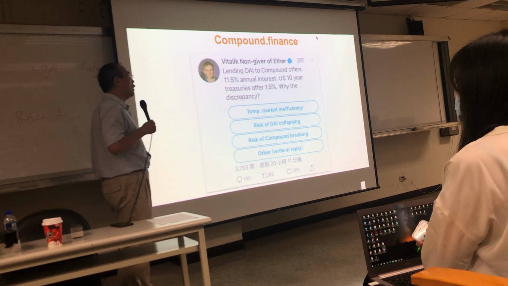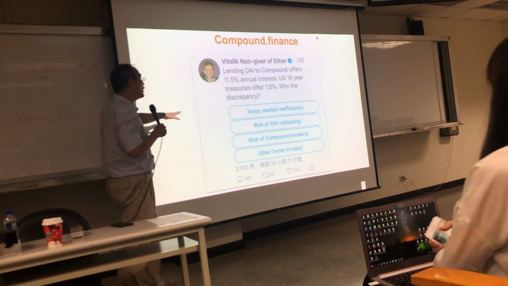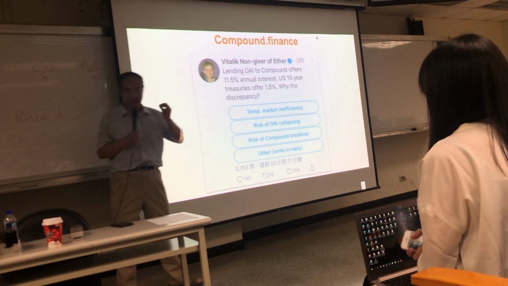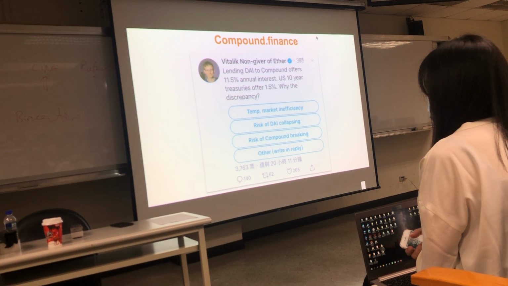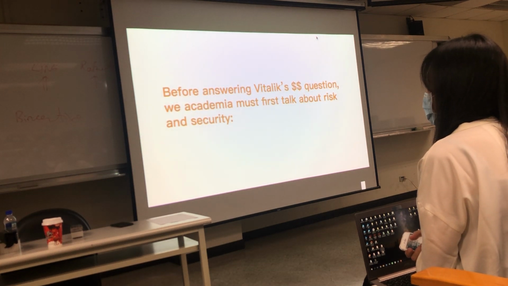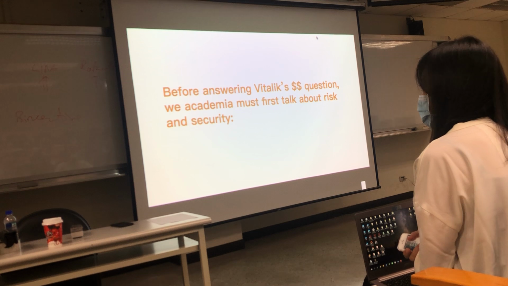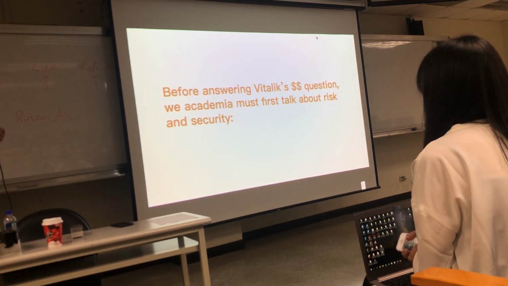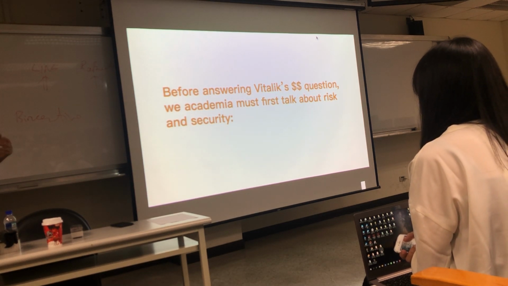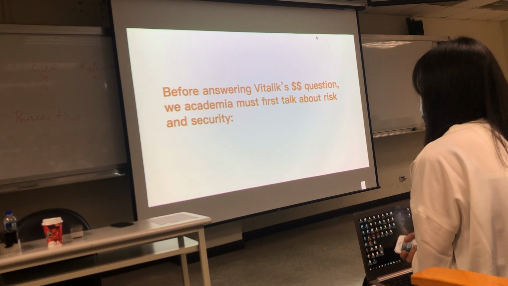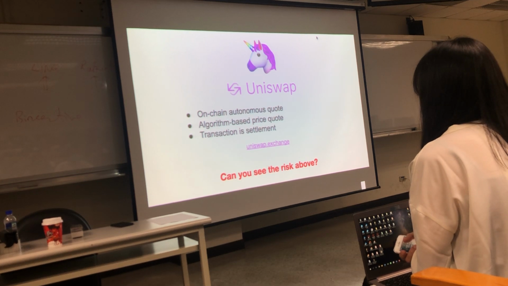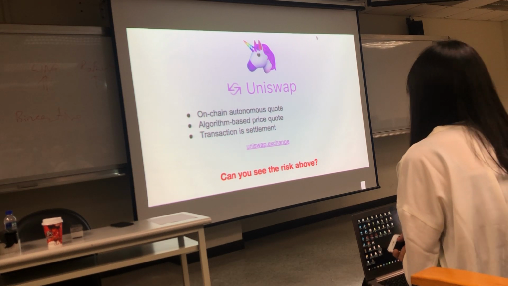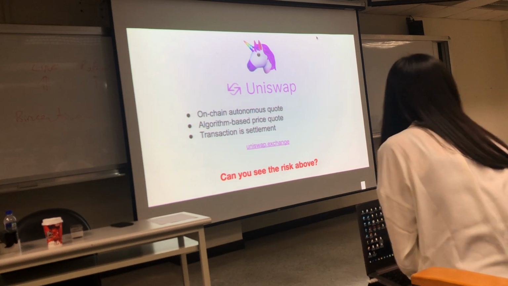So in the coming 10 minutes, I will quickly answer these questions. Why the discrepancy? But we in academia must first quickly talk about risk and security before we answer that question. Why the discrepancy? Uniswap is what I just mentioned. Can you see the risk above? The next slide is just the user interface.